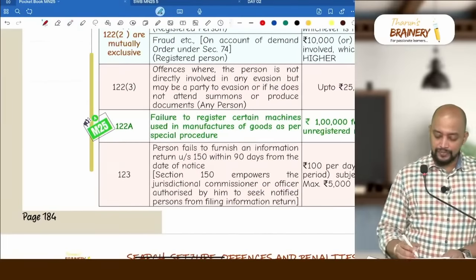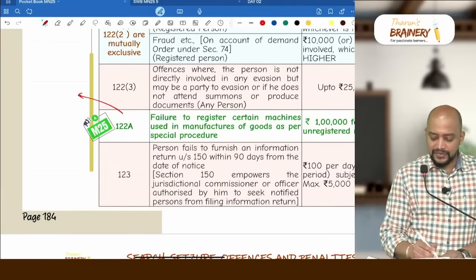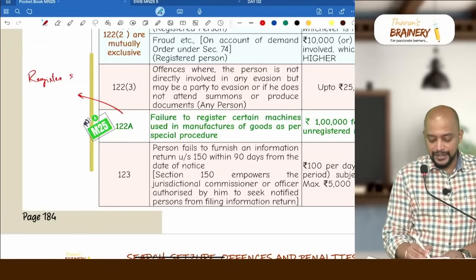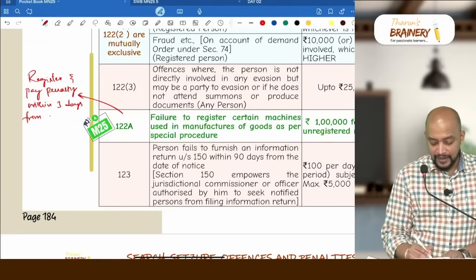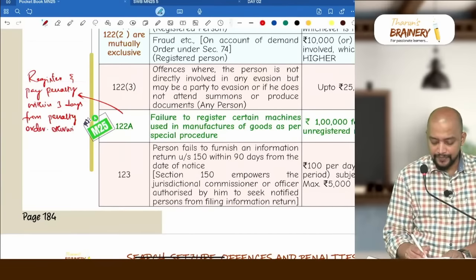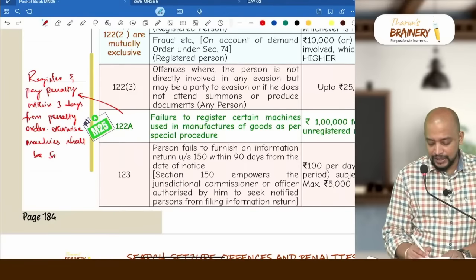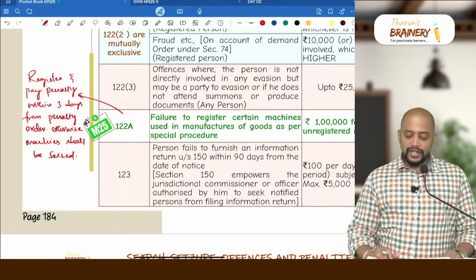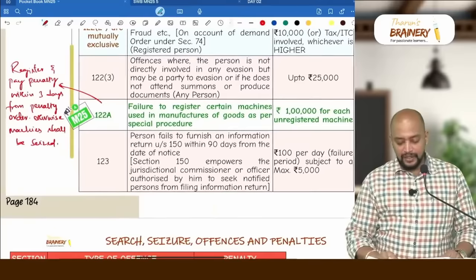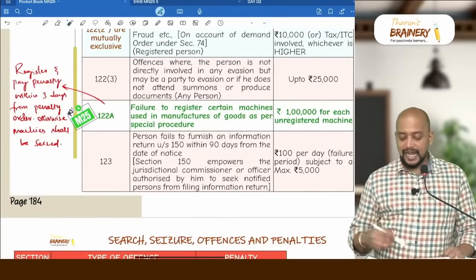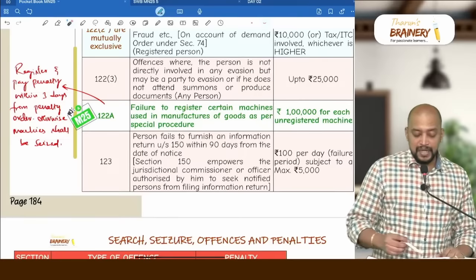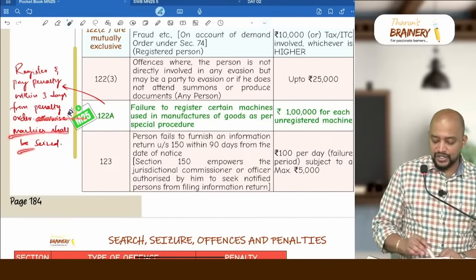Register and pay penalty within 3 days from penalty order, otherwise machines shall be seized. Okay, so this point may be tested because it's an amendment and many people will ignore this amendment. That's why I say like that. Register and pay penalty within 3 days from penalty order, otherwise machine shall be seized.